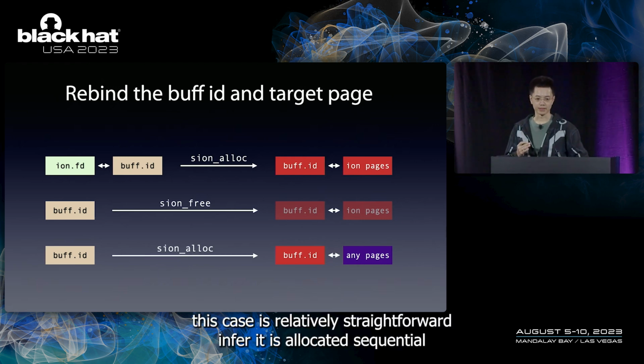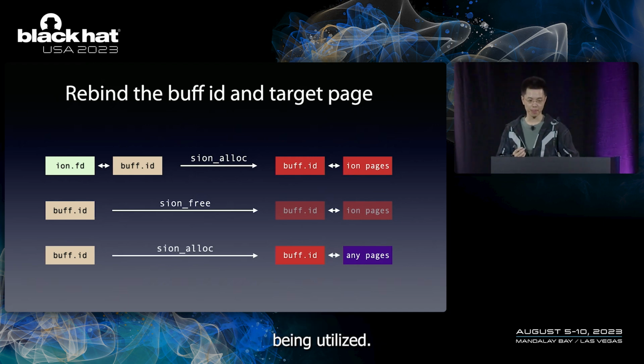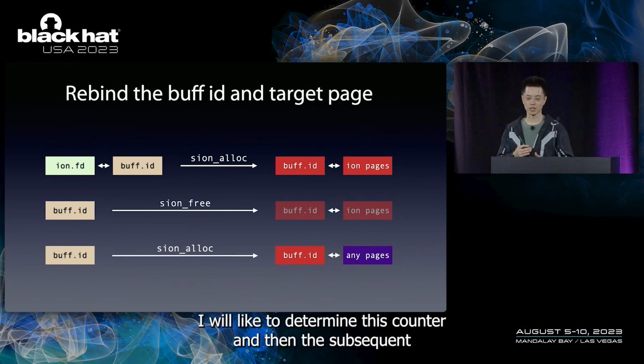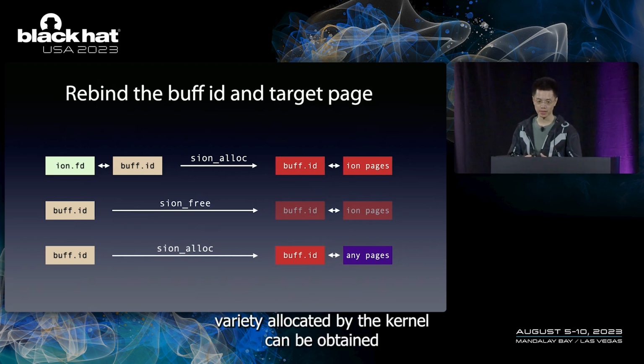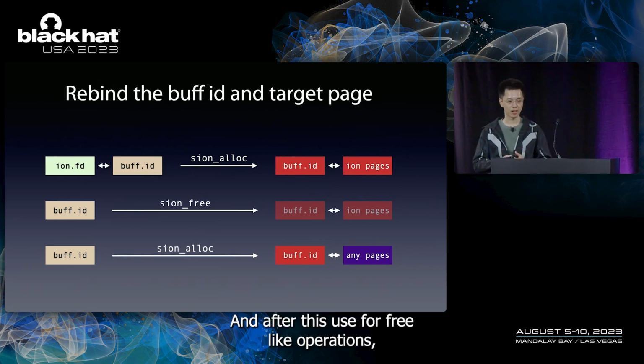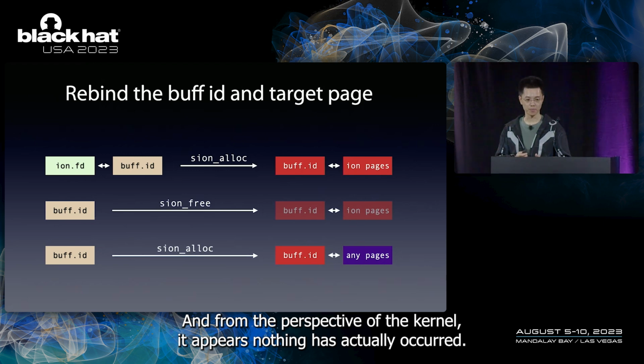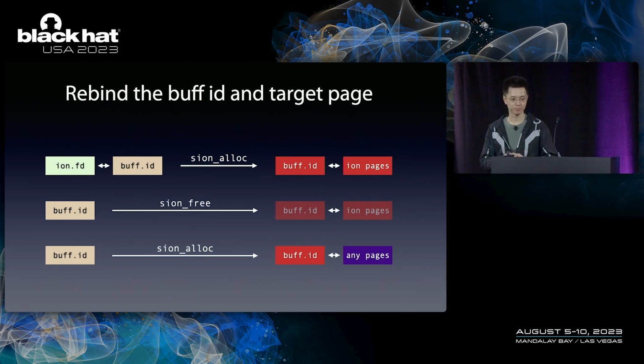The buffer ID in this case is relatively straightforward to infer. It is allocated sequentially, searching from a free list with the first available ID being utilized. Initially, we can invoke SION alloc to determine this counter, and then the subsequent buffer ID allocated by the kernel can be obtained simply by incrementing this counter by 1. And after these use-after-free-like operations, the buffer ID will be reused. And from the perspective of the kernel, it appears nothing has actually occurred.